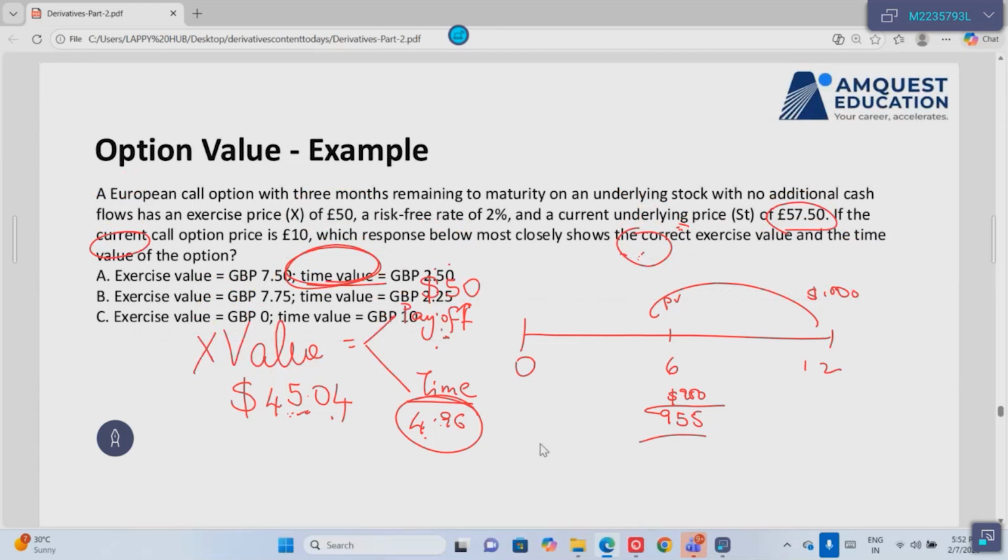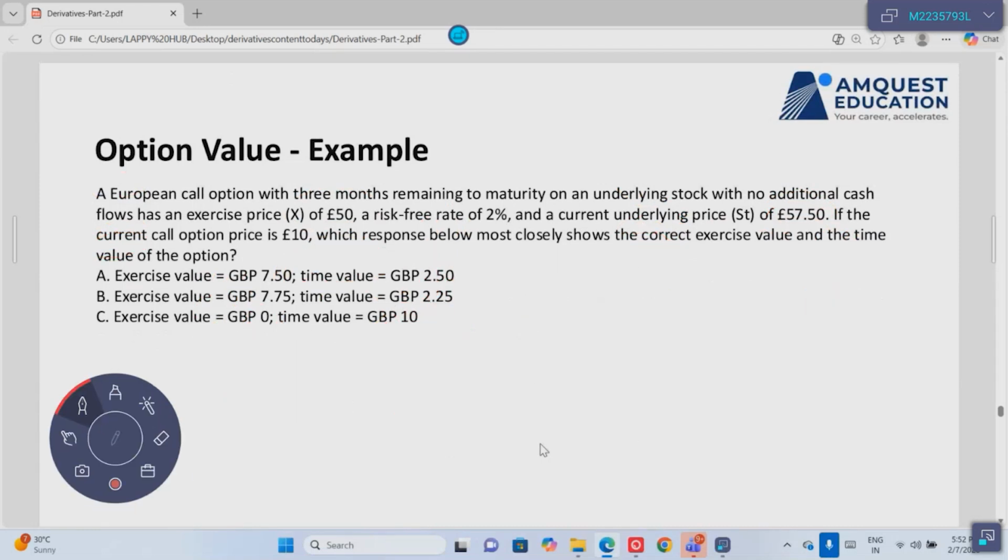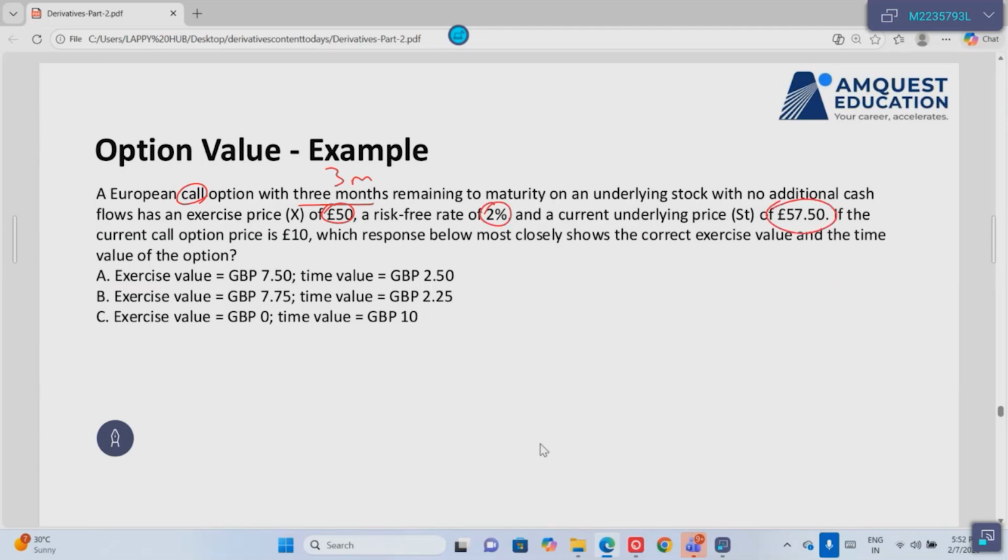Option value. Tell me what you think is the answer. The call option is 3 months. Exercise price 50. Risk-free rate 2%. Underlying price 57.5. It's a call, so you have straight away a profit of $7.5, right? Call option price is $10. Which of the following shows the correct exercise value and the time value?